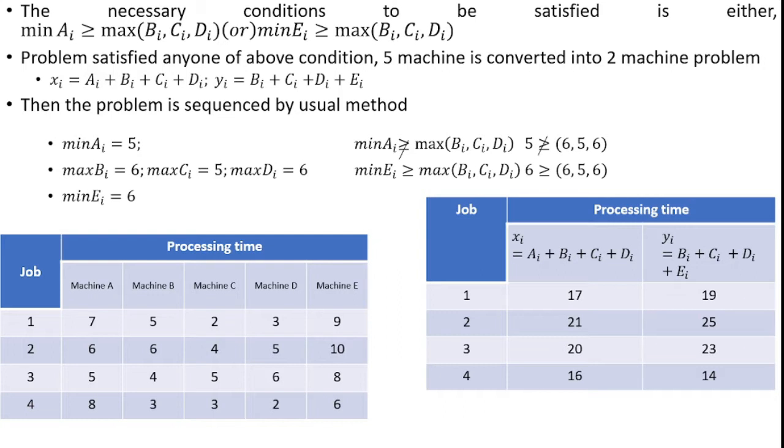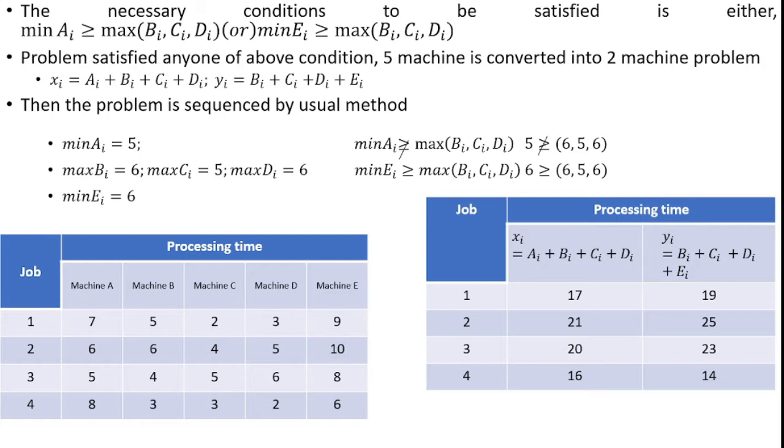How? Let's see. Xi is equal to Ai plus Bi plus Ci plus Di. Likewise, I use the formula to convert the 4 machines into a single column, and then I find another machine called Y, where Yi is equal to Bi plus Ci plus Di plus Ei. Likewise, I use these formulas for converting the 5 machine problem into a 2 machine problem.